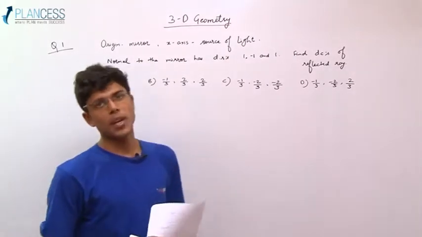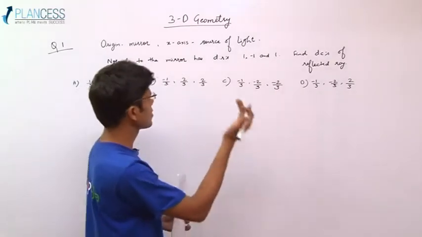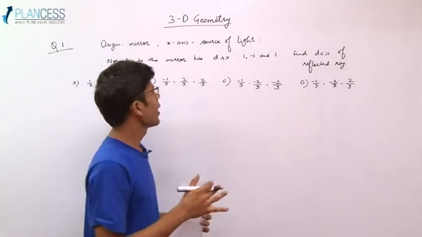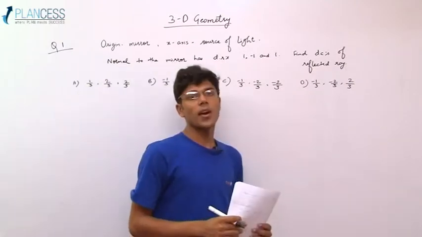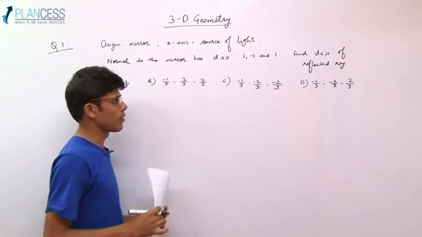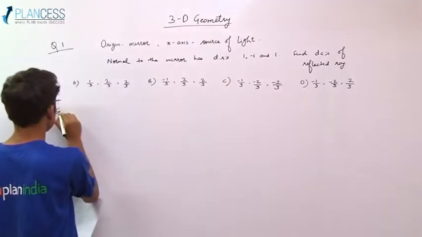I once again repeat the question that I have a source of light somewhere along the x-axis. There is a mirror placed at the origin and a light ray is incident from the source of light to the mirror, and the normal to the mirror has direction ratios 1, -1 and 1. We have to find the direction cosines of the reflected ray. So here we go.